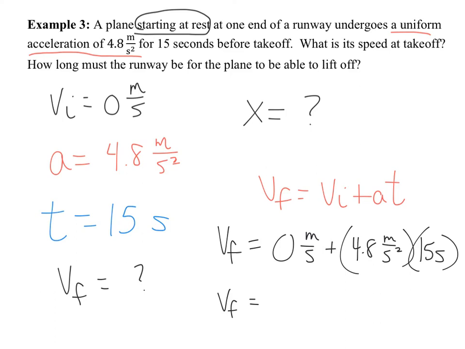If you ever add two numbers, they have to have the same unit. If you ever subtract two numbers, they have to have the same unit. When you multiply two numbers, their units can differ. Okay? But because I'm adding 0 meters per second to something, the units here have to be meters per second.